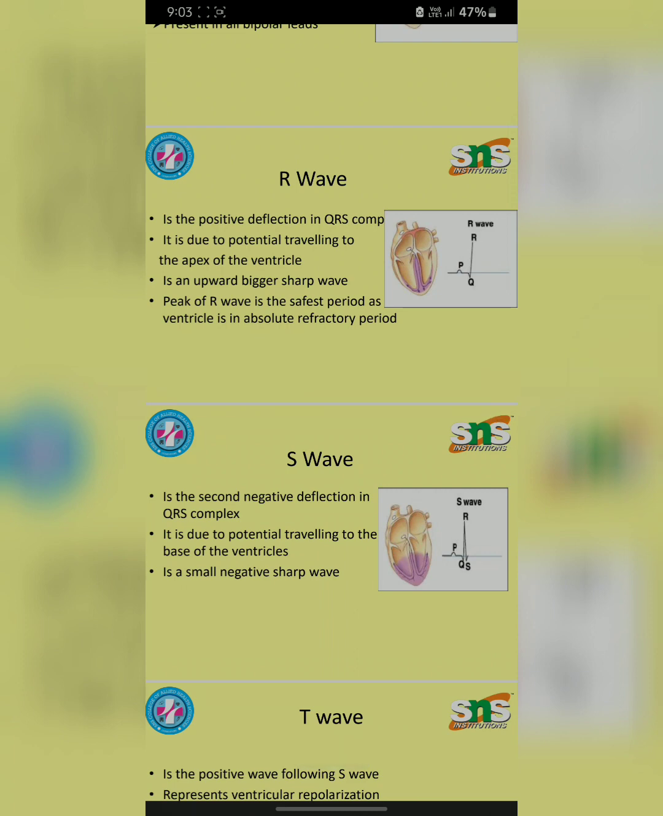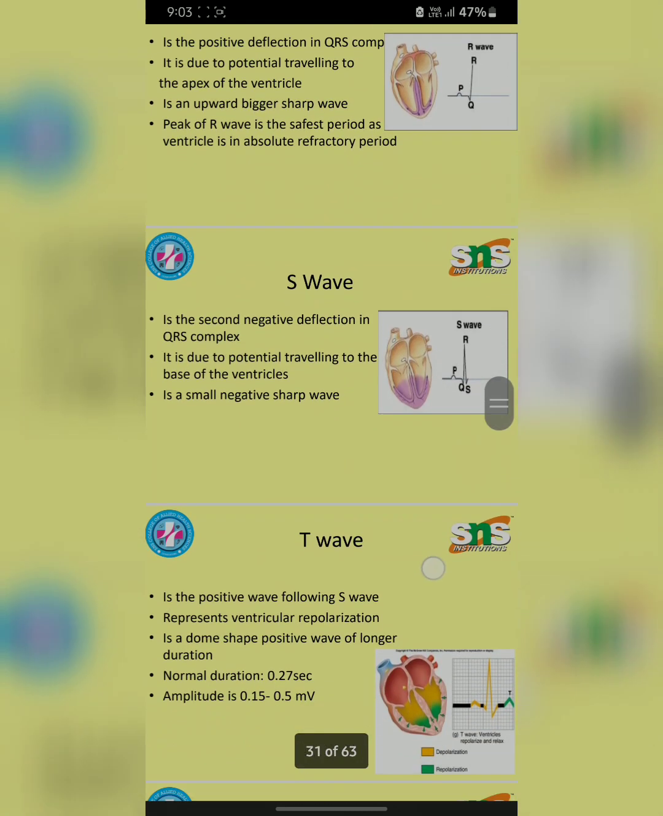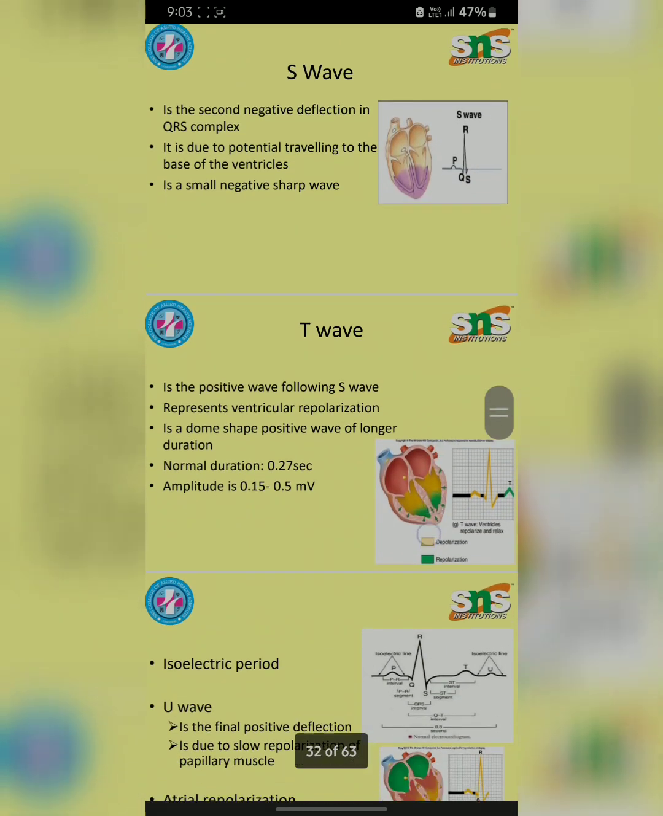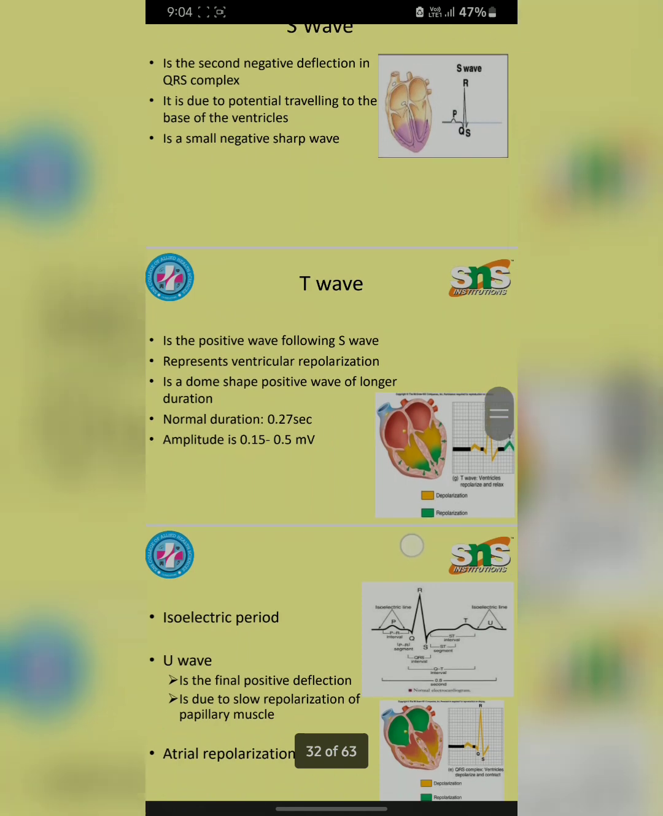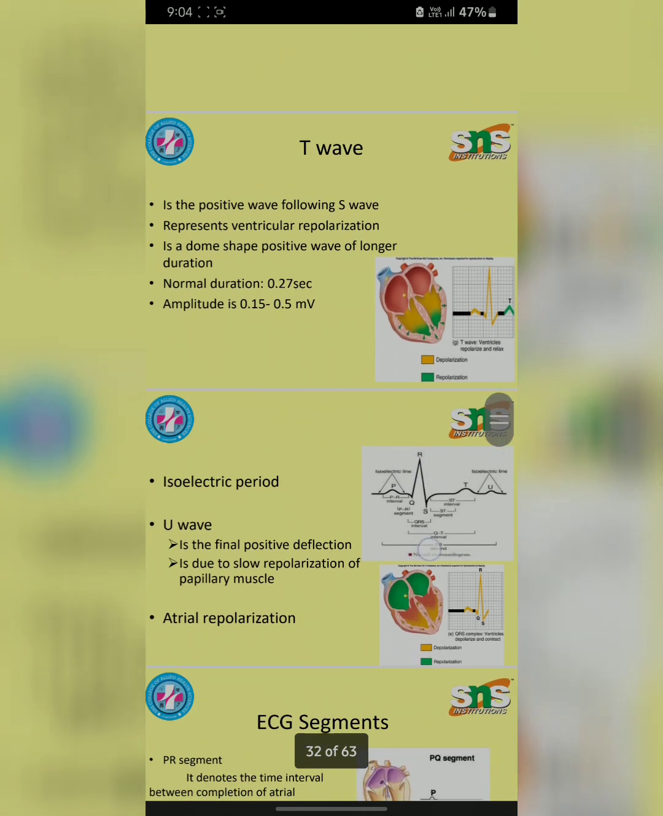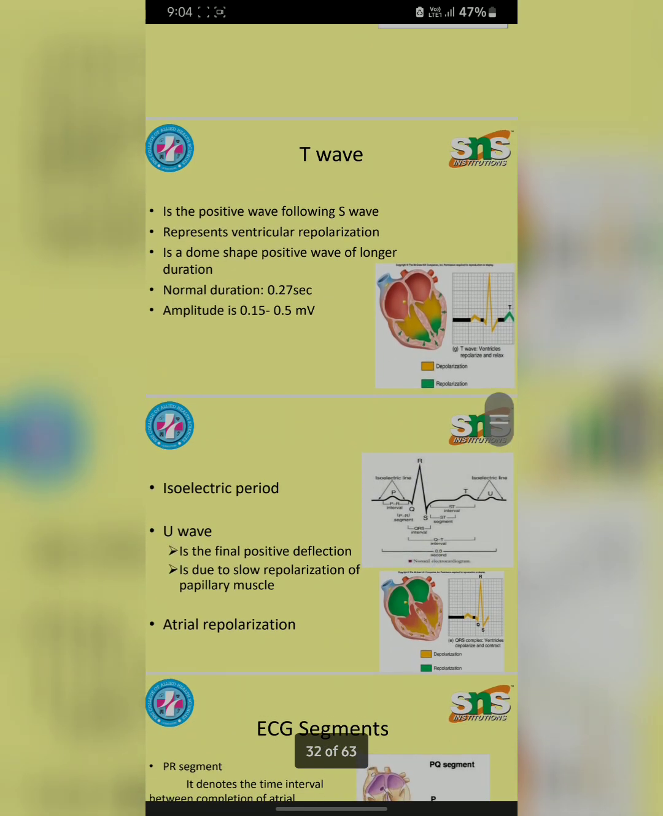T wave is the positive wave following the S wave and represents ventricular repolarization. It is dome shaped, a positive wave of longer duration. Normal duration 0.27 seconds. Amplitude 0.15 to 0.5 mV. Isoelectric period. U wave is the final positive deflection, due to slow repolarization of papillary muscle. This is atrial repolarization.